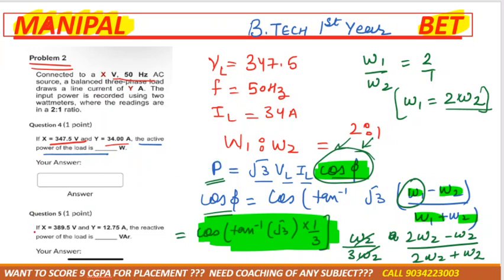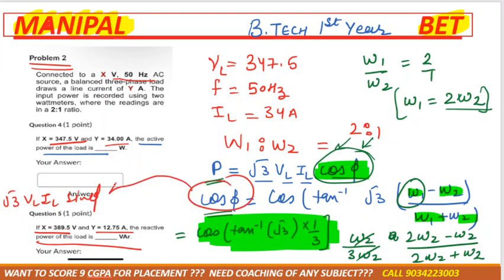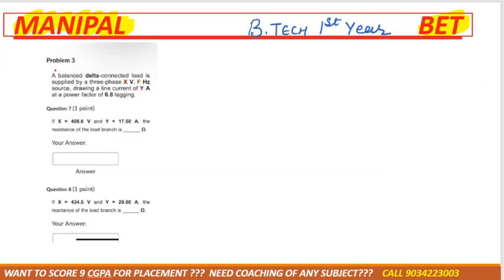Now next one is they have given X and Y, the reactive power of the load is. If you are able to get the active power, then you will be able to get the reactive power as well. Root 3 VL IL sin phi, right? So by the same method calculate cos phi, from cos phi calculate sin phi, and then you will get the reactive power.